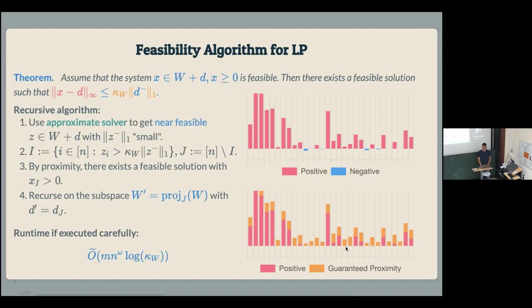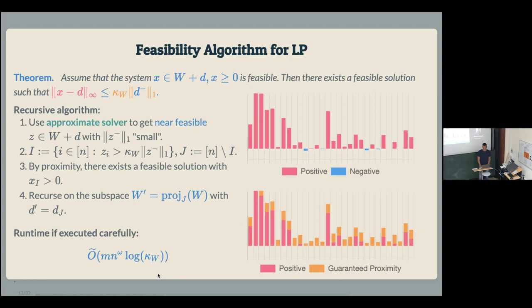If you are a bit more careful than that, you only need a recursion depth of m instead of n. In our setup, m is smaller than n, potentially exponentially much smaller. And then you can plug in the modern, essentially matrix multiplication time solvers for approximate LP, and you get such a runtime for exact LP, as in feasibility.